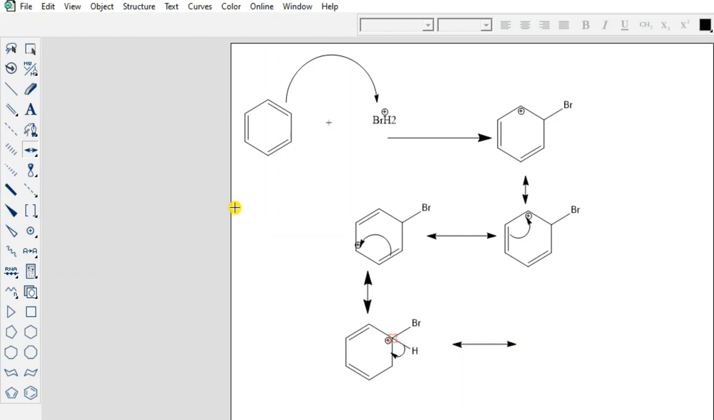So in this way I have converted this benzene into bromobenzene. Now I will use the eraser to erase the things which are not needed. So in this way I have completed the mechanism, and I have converted this benzene into bromobenzene. I hope you have understood each and every point.